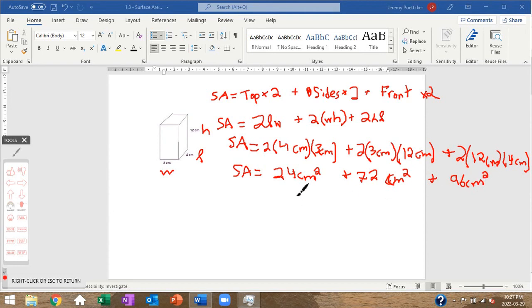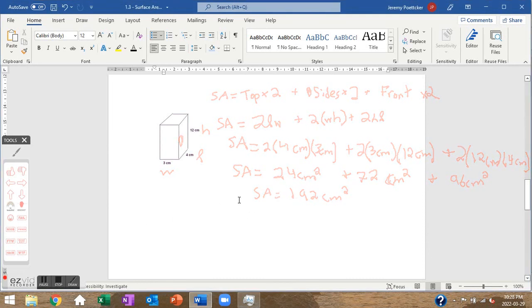And then I just got to add these up. 24 plus 72 is 96. 96 plus 96 is 192. Okay, so surface area is 192 centimeters squared. Could I have figured out this rectangle, the sides times 2, front and back times 2, top and bottom times 2? Yeah. When I add them up, I'd end up doing the same thing as I just did here in my formula.